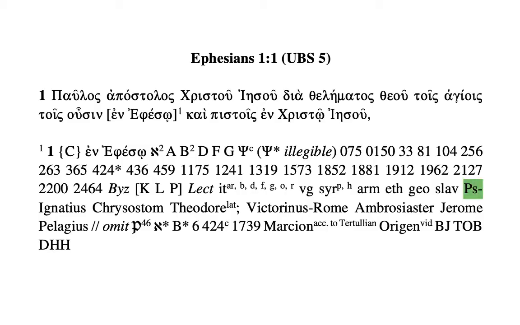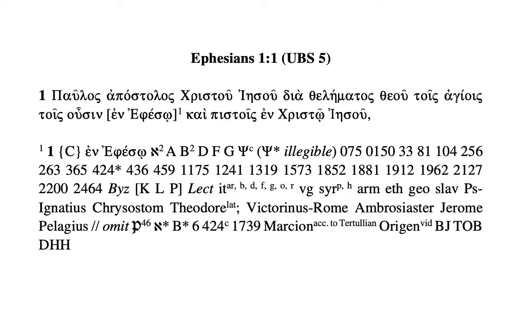beginning with Pseudo-Ignatius, and then Chrysostom and Theodore. Then you get a semicolon, and this is because the apparatus is giving you the Greek fathers first, then a semicolon, and then the Latin fathers. With one minor exception, Theodore is Greek-speaking, but his original works are not extant anymore in their original Greek. We know them in Latin translation. That's what that qualification means.